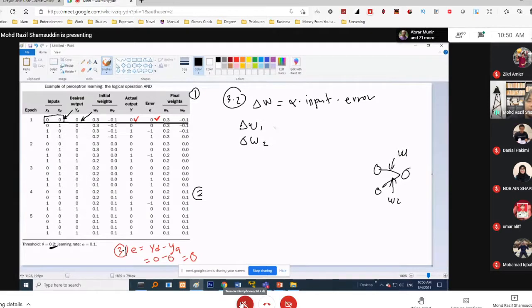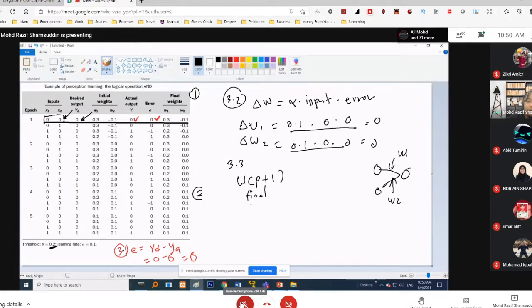So delta weight 1 and delta weight 2 is equivalent to alpha 0.1 times input dia 0, lepas tu error dia 0. So bila semua multiply with 0, you get 0. Zero. So ini adalah the calculation of weight P plus 1. Weight P plus 1 ni adalah final weight, sama dengan weight P.